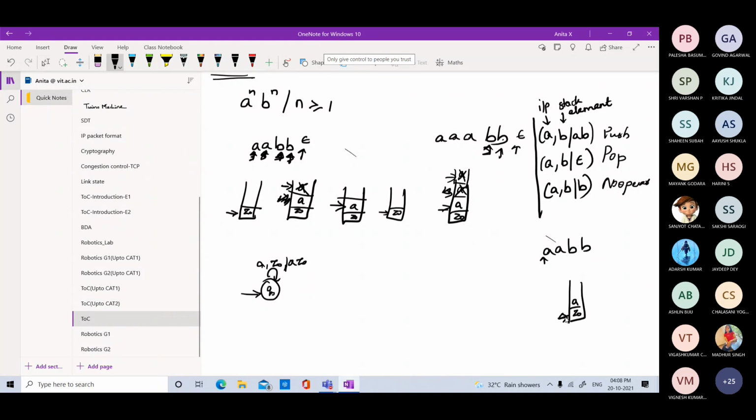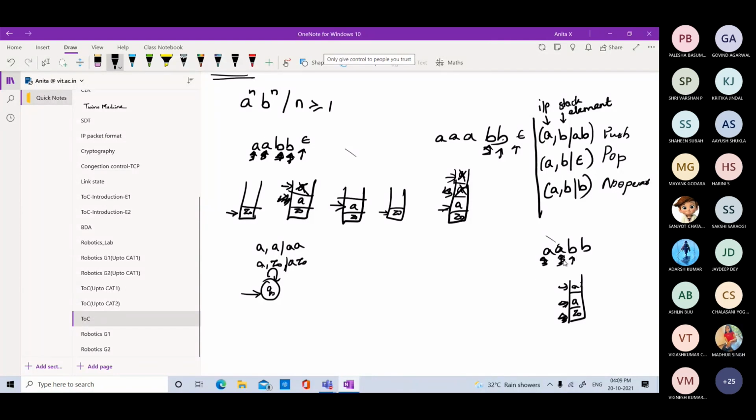So yes, A is pushed inside the stack. Now this is the top of the stack element, and this is the input symbol. So A, what should I do? Push A. So A, A. Now A is pushed inside the stack. Now the input symbol is B, the top of the stack element is A. What should I do? I have to perform pop operation.